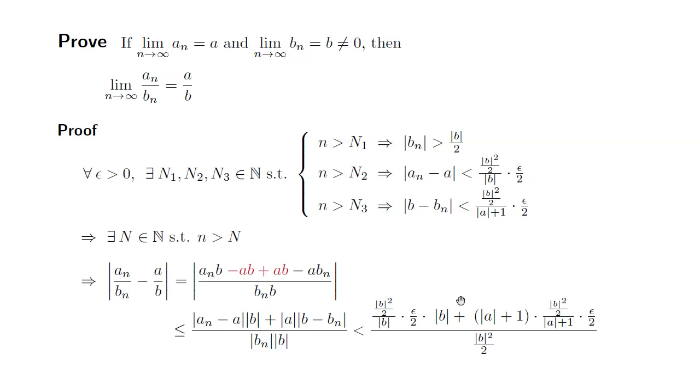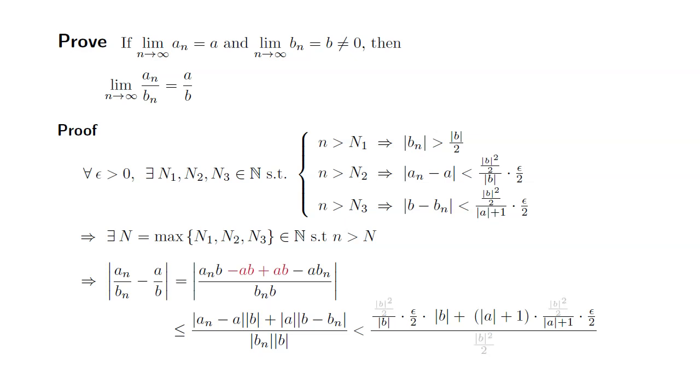Since we want to use all three inequalities, we have to set the capital N to be the largest of all three. So capital N is the maximum of N1, N2, and N3, which is a natural number, obviously, such that as long as n is greater than capital N, we have this. Here, let's look at this common factor on top and bottom.